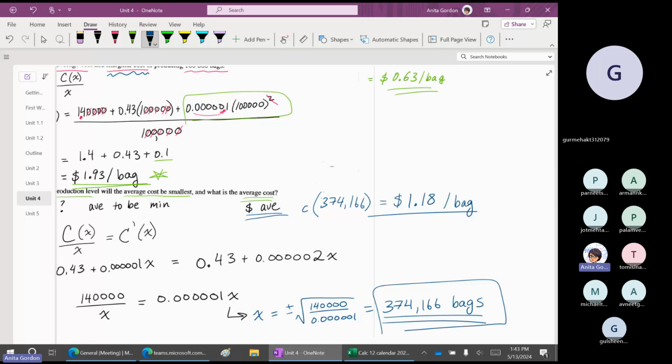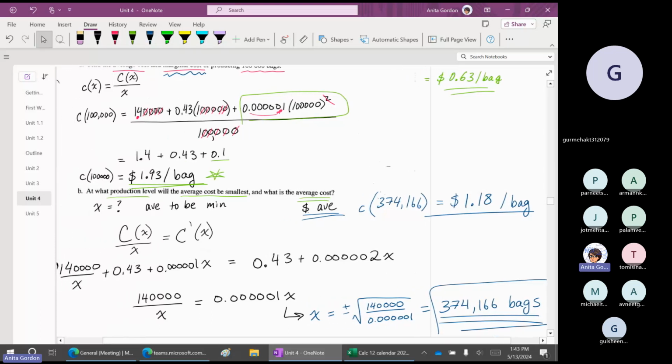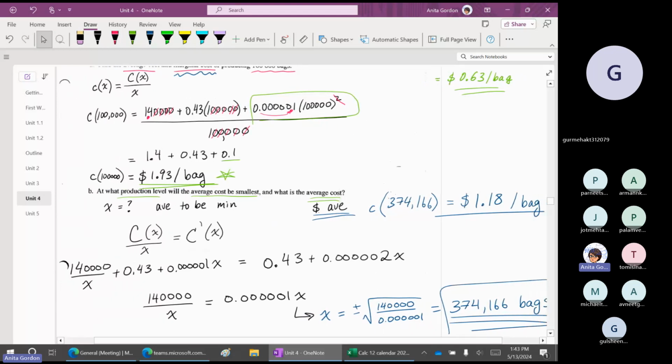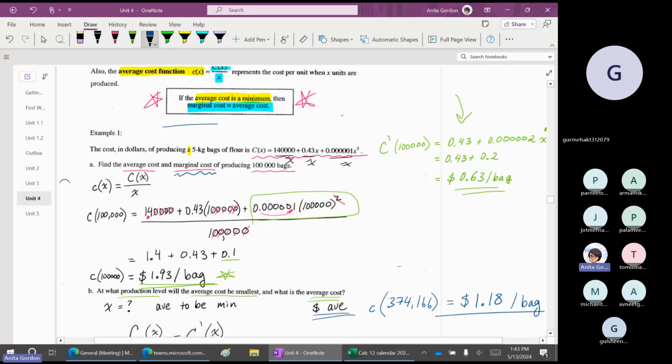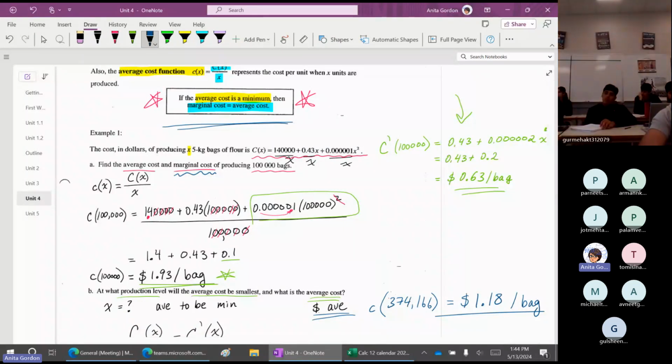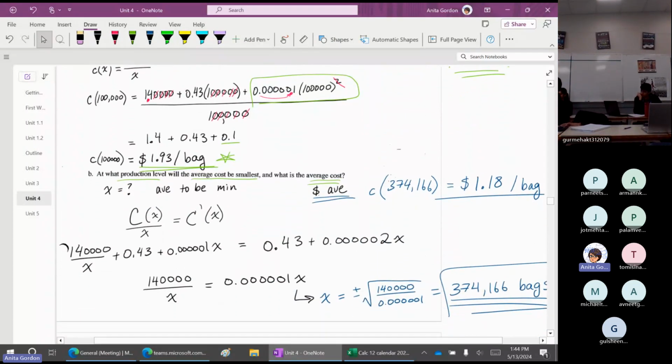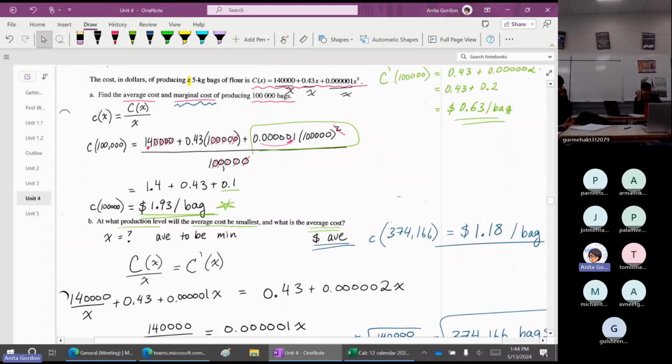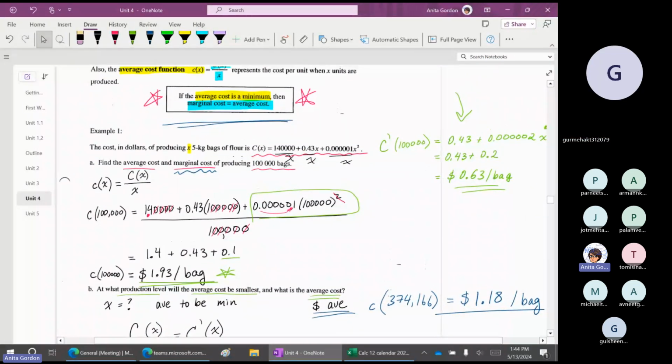Okay, so again, the cost function and the average or the marginal cost function are both on your formula sheet. You do need to know this rule though, that in order to minimize cost production or to minimize the average cost, the average and the marginal cost have to be equal to each other. They have to be producing that many bags every day? Every day or every year or every month, however they measure it. Okay. Yes.